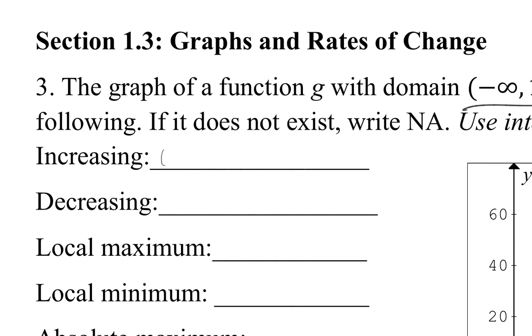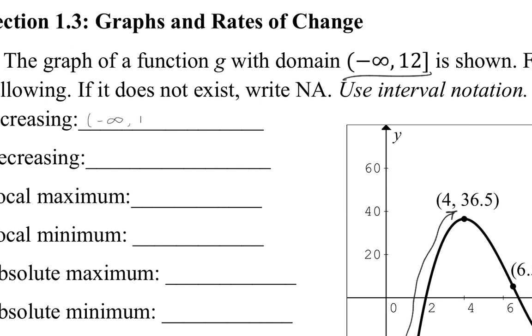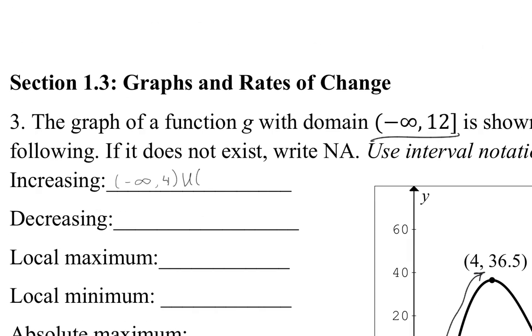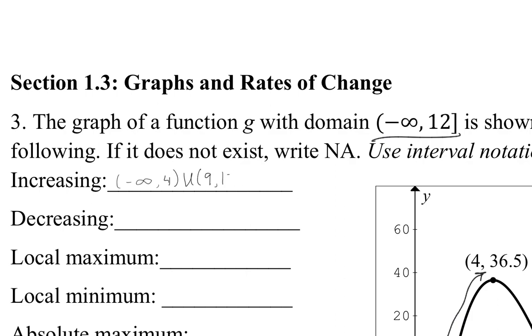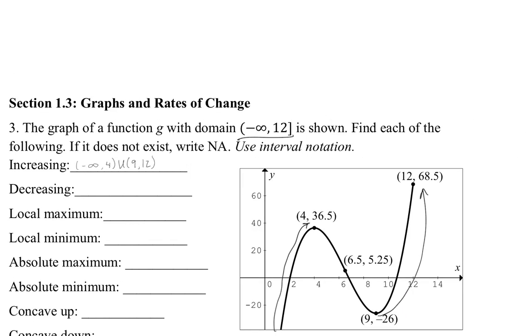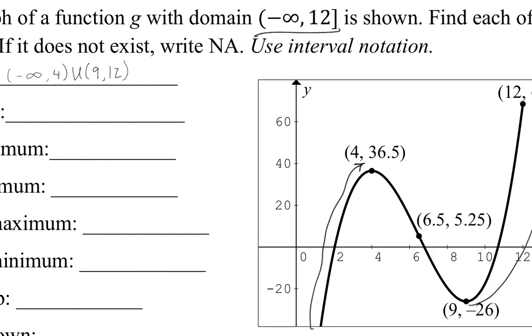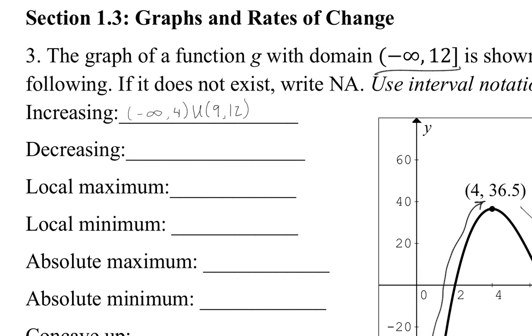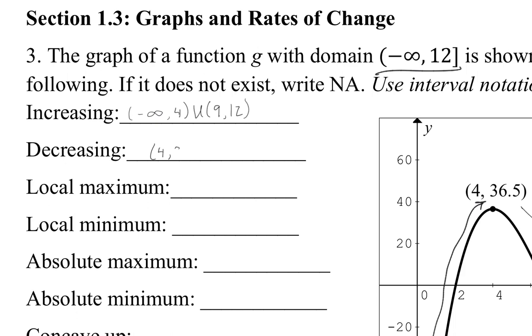So my notation is going to look like negative infinity to 4, union with 9 to 12. And all of these are going to be unincluded because they're kind of like our endpoints. And then it would be decreasing in this range, so from 4 up to 9.